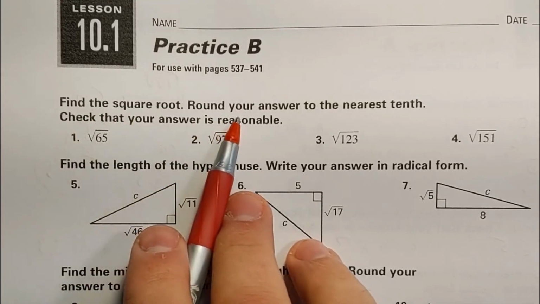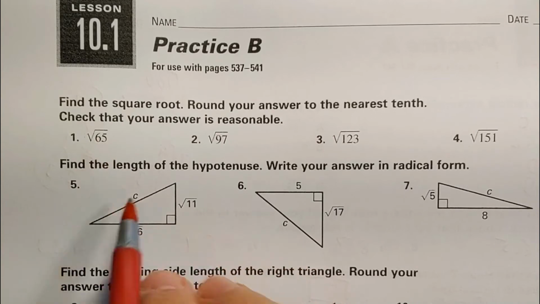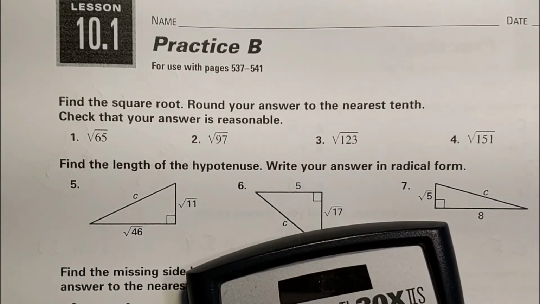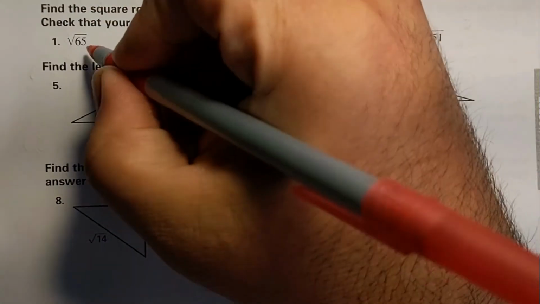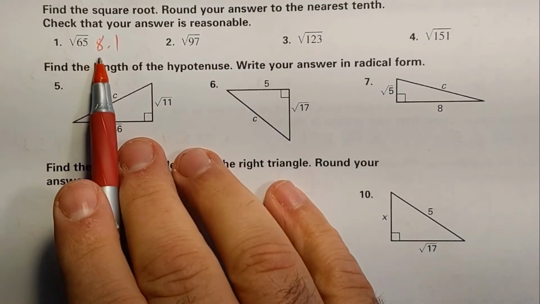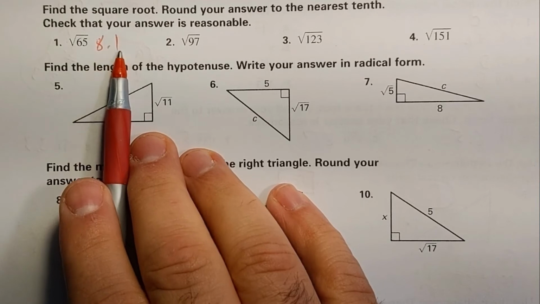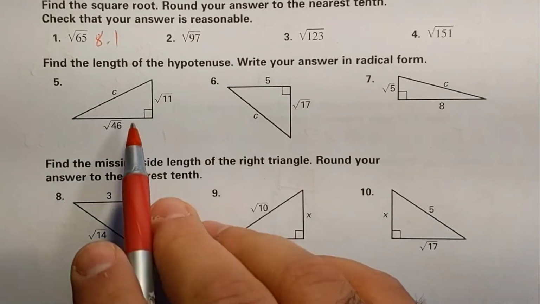This says find the square root. Round your answer to the nearest tenth. Check that your answer is reasonable. So if you're just finding the square root, that's calculator work. I know it's going to be a little bigger than 8 because the square root of 64 would be 8. So square root of 65 rounds to 8.1. And that makes sense because if I multiplied 8 times 8, it'd be 64. That's just a little bit bigger, so that's what it means by see if your answer is reasonable.